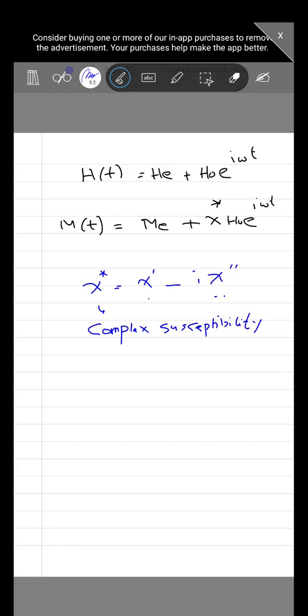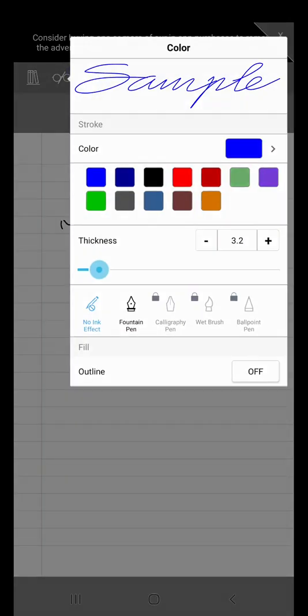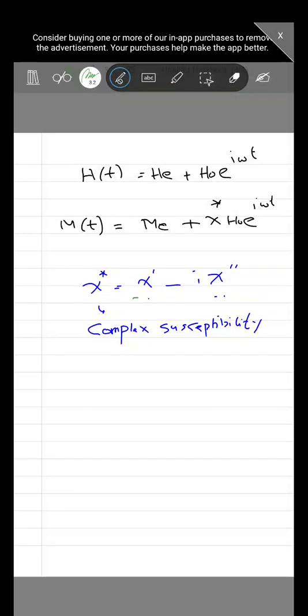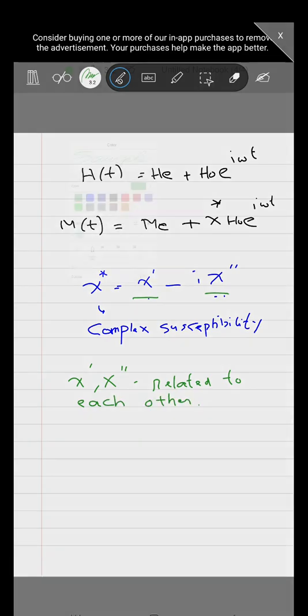Now these two terms, psi dash and psi double dash, are related to each other by a relationship called Kramers-Kronig relation.